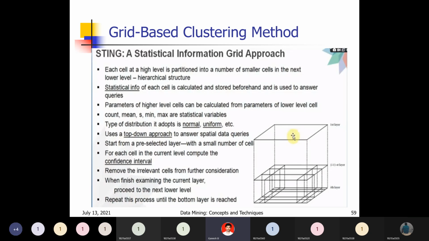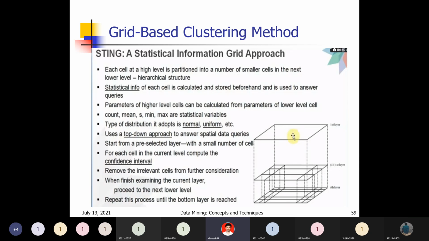It uses a top-down approach to answer spatial data queries. For spatial data queries, it follows the top-down approach. Like in hierarchical clustering, there are two approaches, bottom-up approach and top-down approach. It uses a top-down approach, from higher level to lower level, to answer spatial data queries. Start from a pre-selected layer with a small number of cells. From any layer, you can go to the next lower level layer.